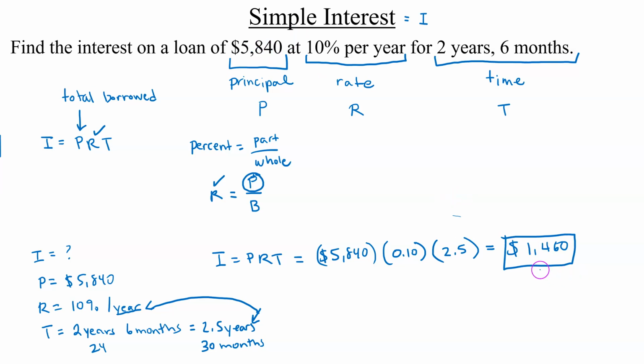Now you have to be careful because sometimes the questions ask slightly differently, and it might be asked, well, what's the total amount you paid? This isn't the total amount you paid. This is the amount you paid in addition to the principal that you borrowed. So if you wanted to know the total amount, we would have to add 5,840 plus 1,460. So in total, you paid $7,300 in order to borrow $5,840.